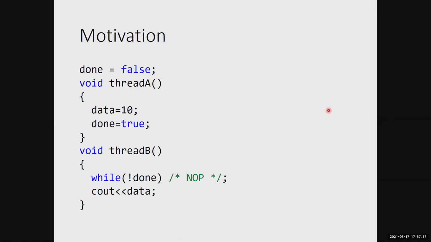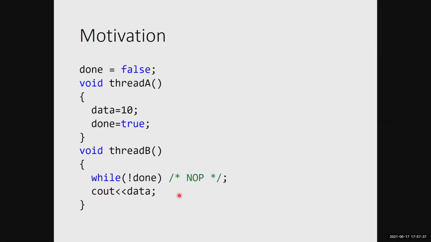So another motivating example for the students, to help them realize how they can get into trouble, is if you have two variables, one with data and the other some kind of flag that says that we're finished, we've computed the data. And if we have two threads, one of them sets the data and then sets the flag, and the other waits for the flag to be true and then reads the data.